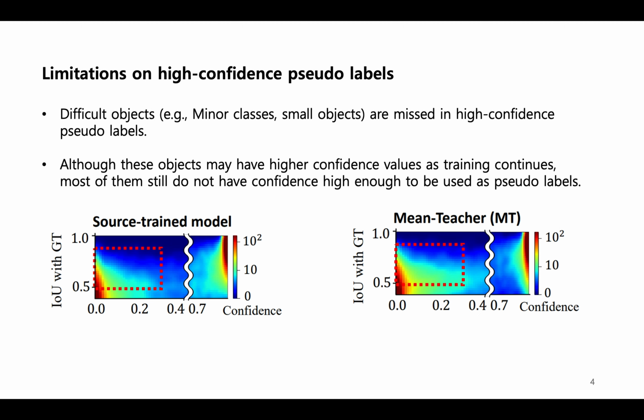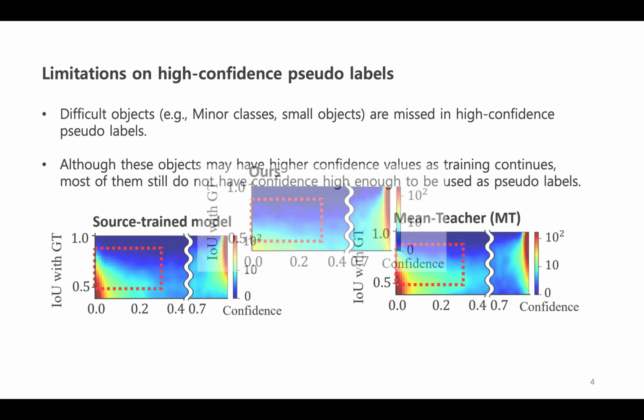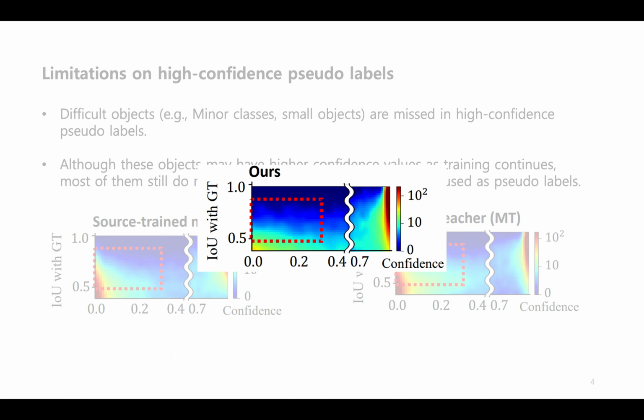And although these objects may have higher confidence values as training continues, most of them do not have confidence high enough to be used as pseudo-labels. And this can be seen in the figures below. The source trained model and mean teacher all have a lot of proposals with low confidence values and high IOU with GT. However, our method effectively deals with these limitations and has fewer low confidence objects with high IOU with GT.